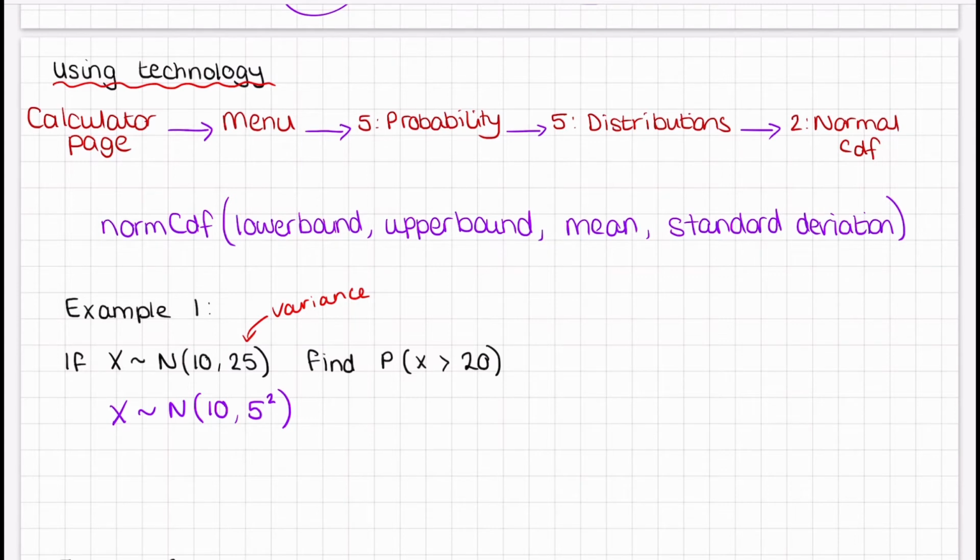And then on our calculator, we found that the probability of x being greater than 20 was 0.0228.